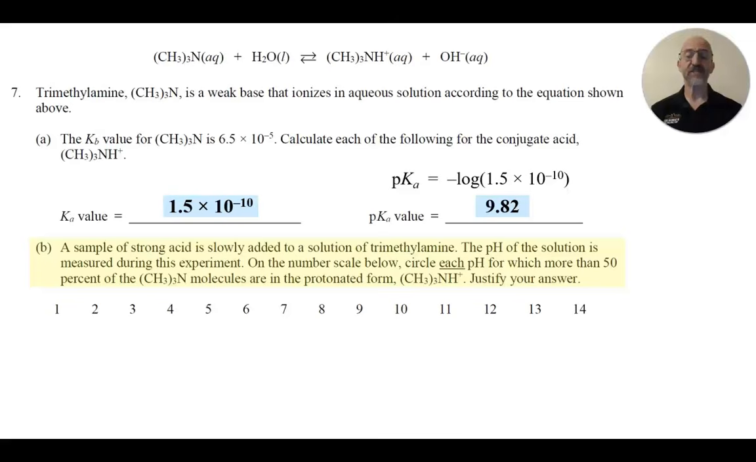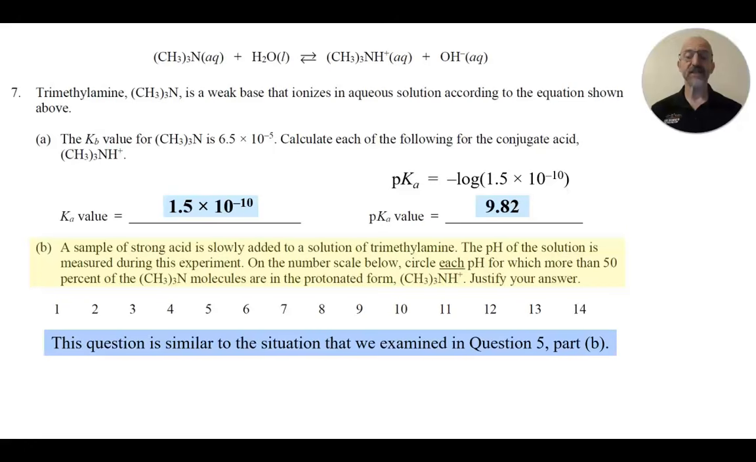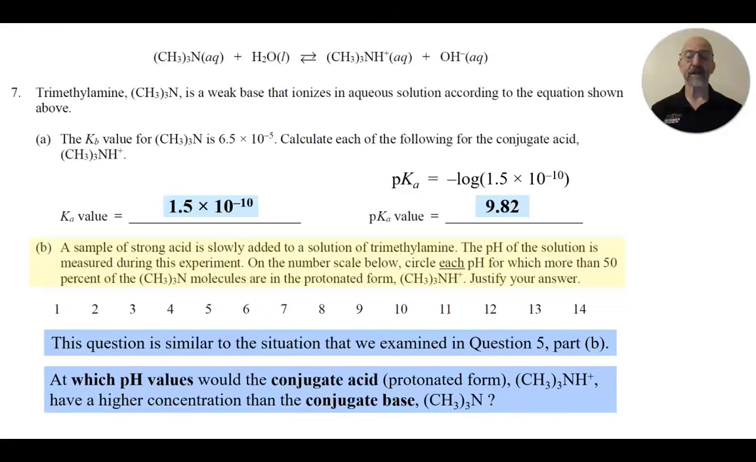So to produce the conjugate acid, the trimethylammonium ion, (CH3)3NH+. Justify your answer. So how do we attack part B of question 7? This question is similar to the situation that we examined in question 5, part B. At which pH values would the conjugate acid, or the protonated form, (CH3)3NH+, have a higher concentration than the conjugate base? So under what conditions would the acid form have a higher concentration?